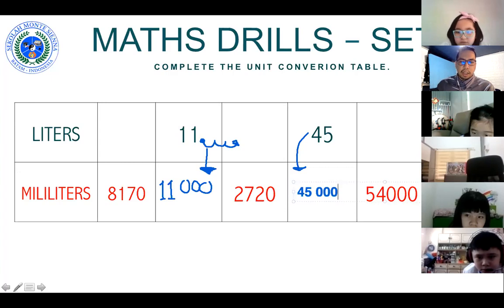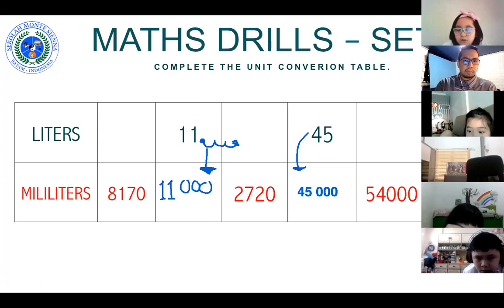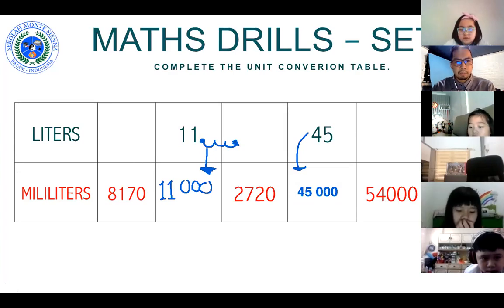45,000. The last one, 69,800. Let me use 1, 2, 3. So the answer is the same. I will not remove the point. Yeah, remove. So the answer is 38. Oh my God. Careful when reading the number.